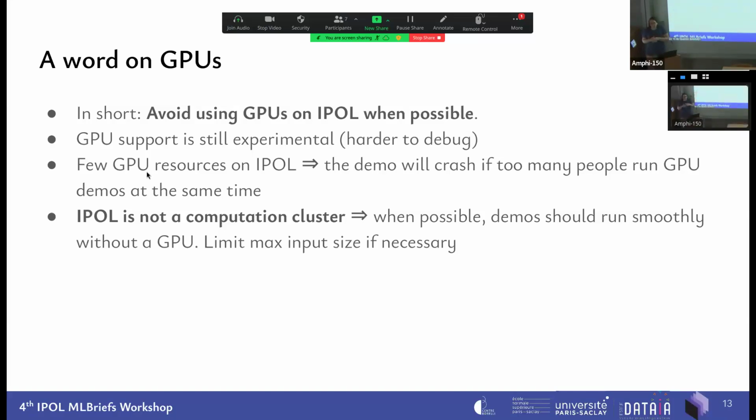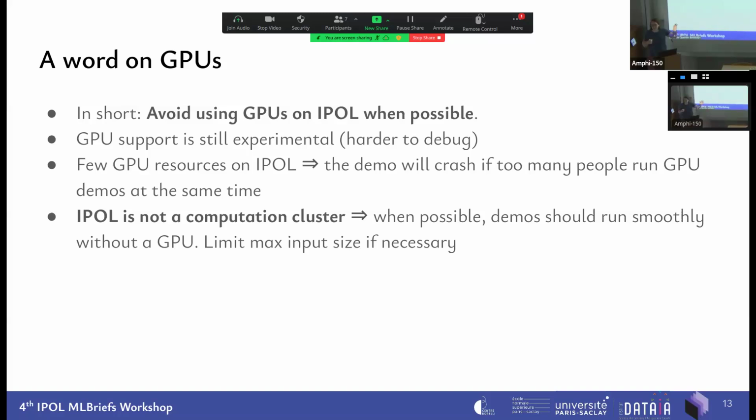The resources on GPU are more limited. If too many people want to load a GPU demo, the demos will crash. And finally, note that IPOL is a demo system, not a computation cluster. So it's not there to run a lot of code. When possible, you should write demos that can run smoothly without a GPU in 30 seconds to 1 minute.